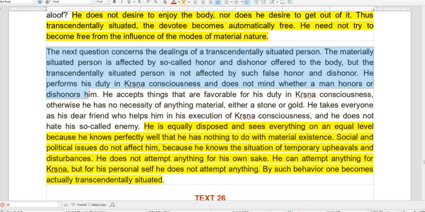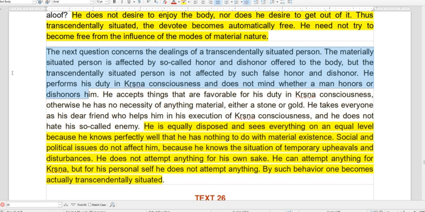And he does not hate his so-called enemy. He is equally disposed and sees everything on an equal level because he knows perfectly well that he has nothing to do with material existence. Social and political issues do not affect him because he knows the situation of temporary upheavals and disturbances. He does not attempt anything for his own sake. He can attempt anything for Krishna, but for his personal self, he does not attempt anything. By such behavior, one becomes actually transcendently situated.